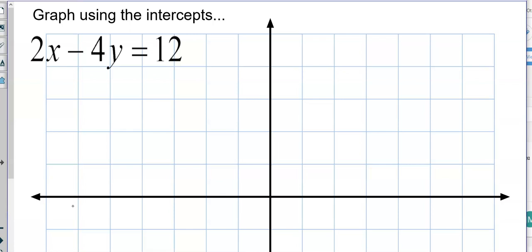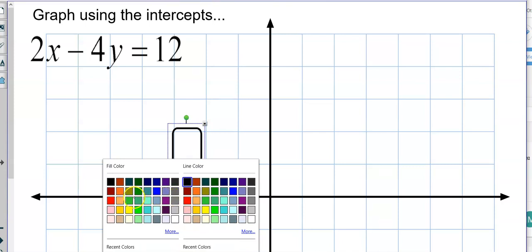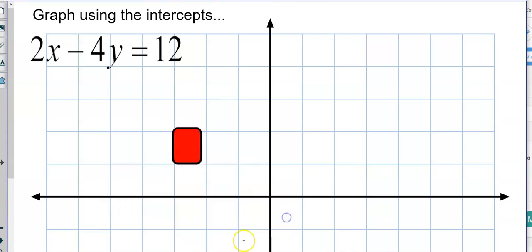So we're using intercepts. What you can do is draw something temporary here, just for effect. I'm going to make this a fill color red. I'm going to temporarily cover over the 4y. If you do that, you can probably solve this in your head, right? We're basically saying if y was 0, that term would go away. So if y was 0, it'd be 2x equals 12, which means x equals 6. So 1, 2, 3, 4, 5, 6.